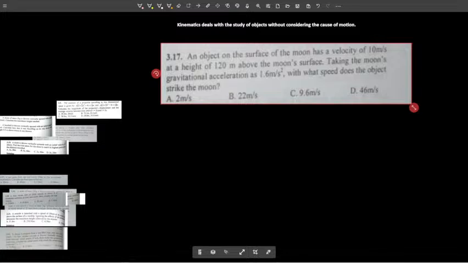All right. So we're given the velocity. The surface of the moon has a velocity of this, so it is 10 meters per second.